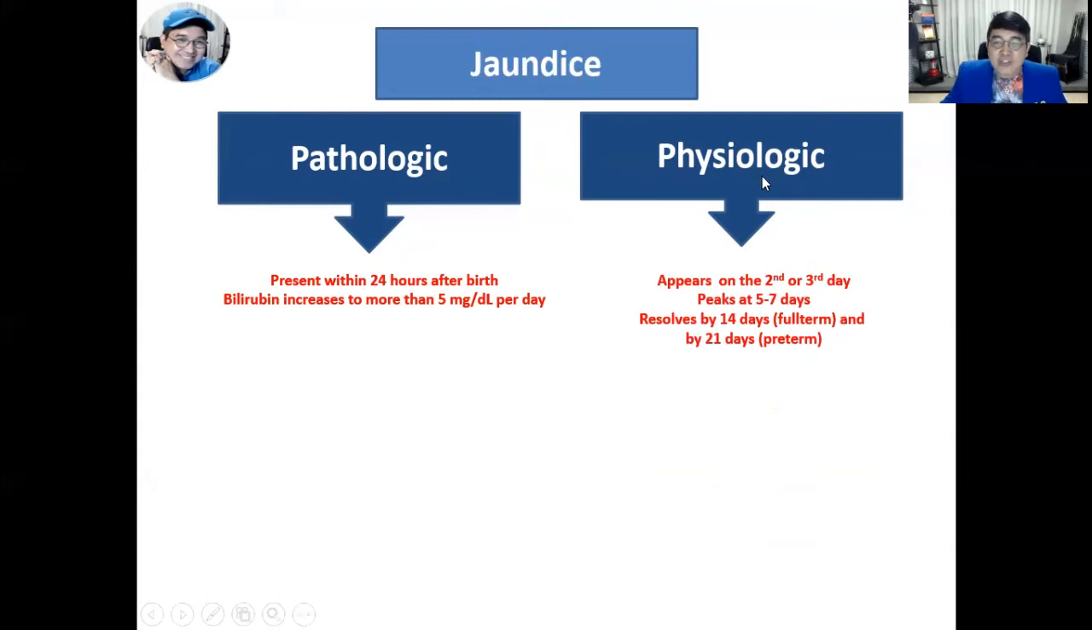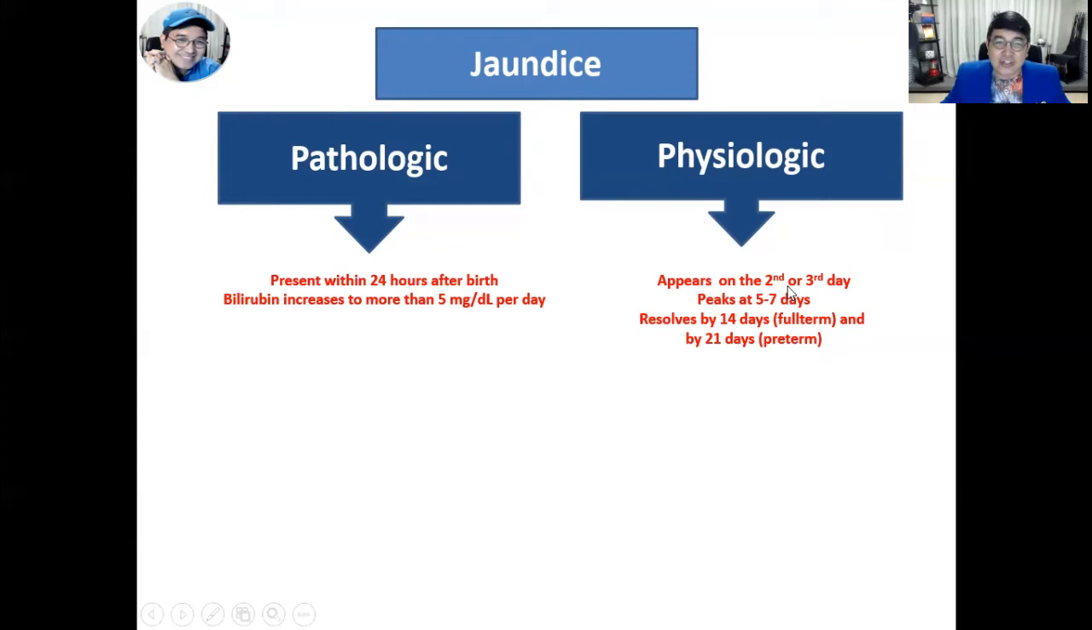Okay, physiologic jaundice, on the other hand, appears on the second or the third day, and it peaks between the 5th to the 7th day. Now, it resolves by 14 days for full-term babies and by 21 days for preterm babies. Now, take note, what are the differences between pathologic and physiologic jaundice? Your pathologic jaundice occurs earlier, within 24 hours after birth. That's one. Your physiologic jaundice appears on the second or the third day.